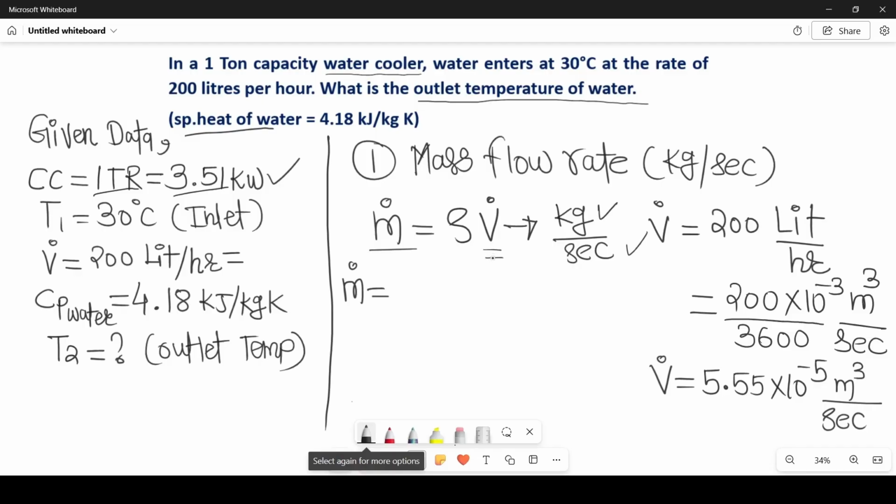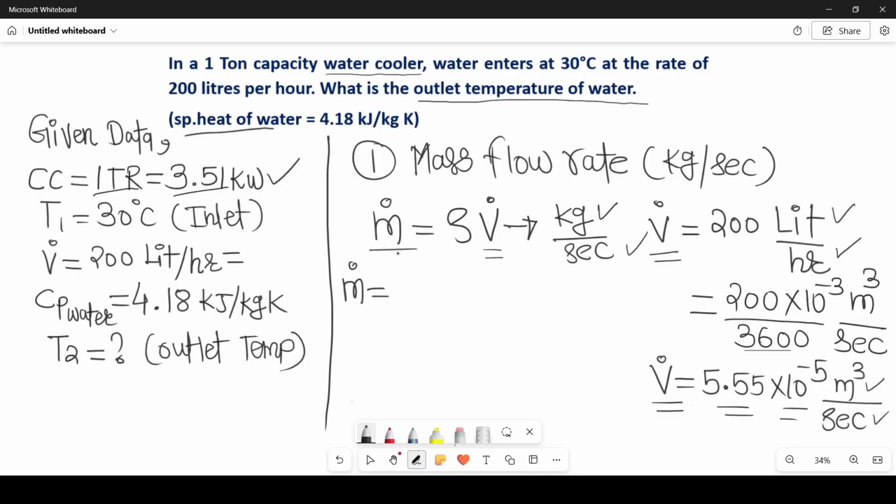So before we calculate the mass flow rate of water in kg per second, as discussed, we will need this volume flow rate to be in meter cube per second. The given volume flow rate is in liters per hour. So let's convert this liters per hour into meter cube per second. 1 liter is 10 raised to minus 3 meter cube. So 200 multiplied by 10 raised to minus 3 meter cube. 1 hour is 3600 seconds. So the volume flow rate is equal to 5.55 multiplied by 10 raised to minus 5 meter cube per second.